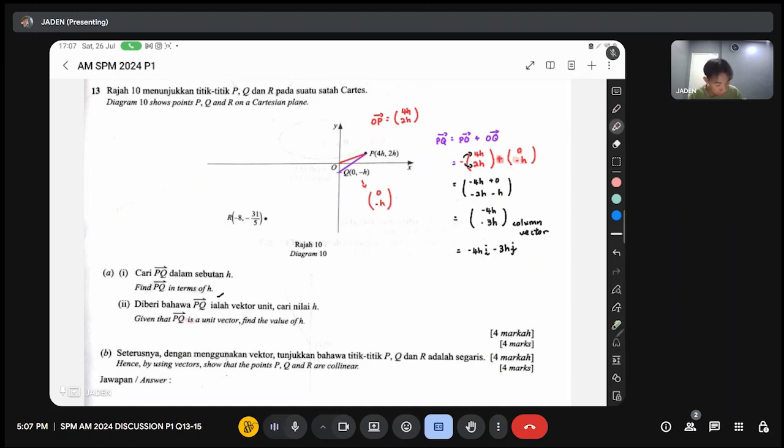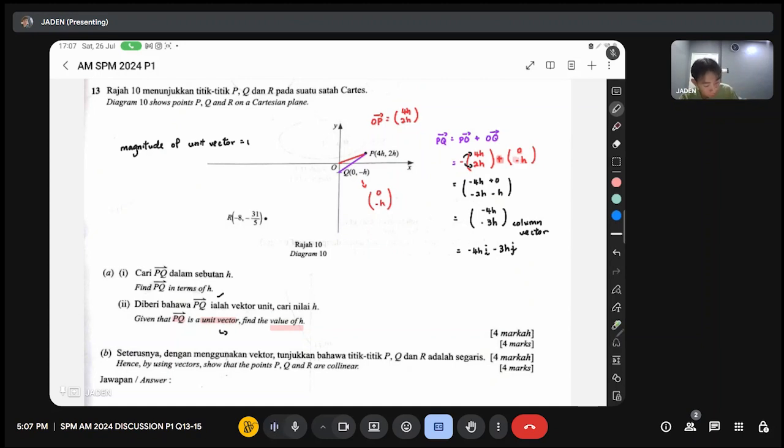A2 says, given that PQ is a unit vector, this is a very important keyword, find the value of h. How do you actually find the value of h? Now, when they say unit vector, there is one thing you have to think of, and that is the magnitude of a unit vector is equal to 1. I need you to remember that. Whenever we talk about a unit vector, the magnitude of a unit vector equal to 1 must come out from your mind, okay? Because that is the key for you to find the value of h.